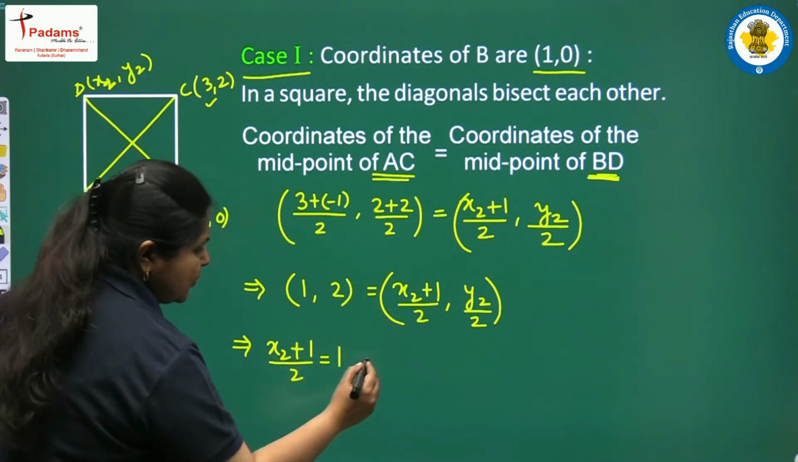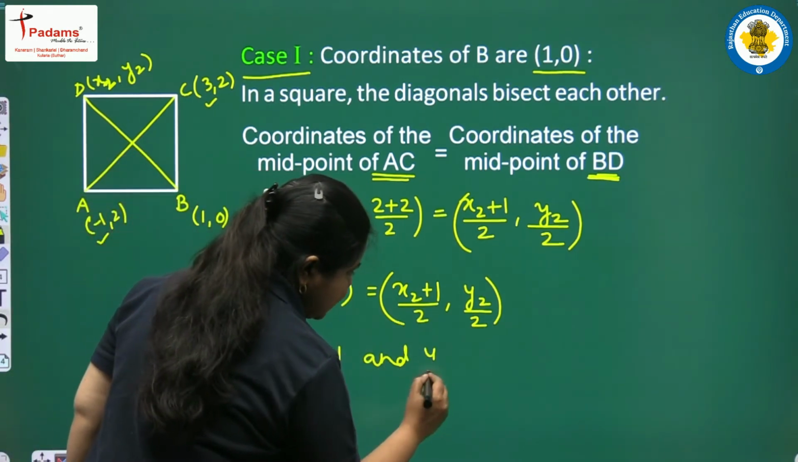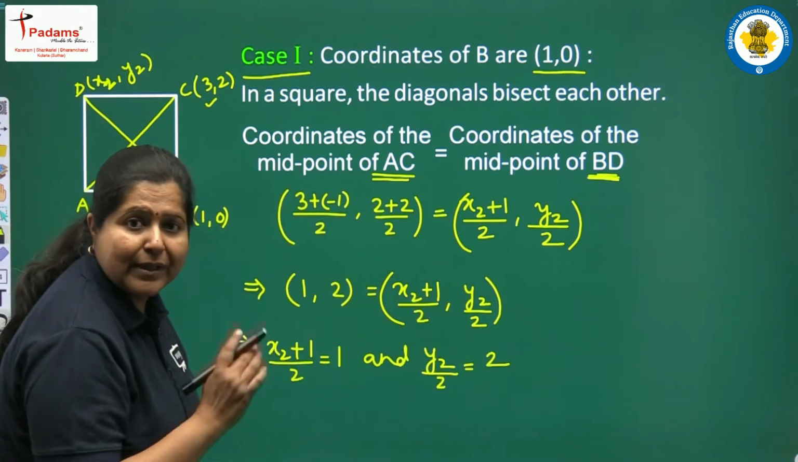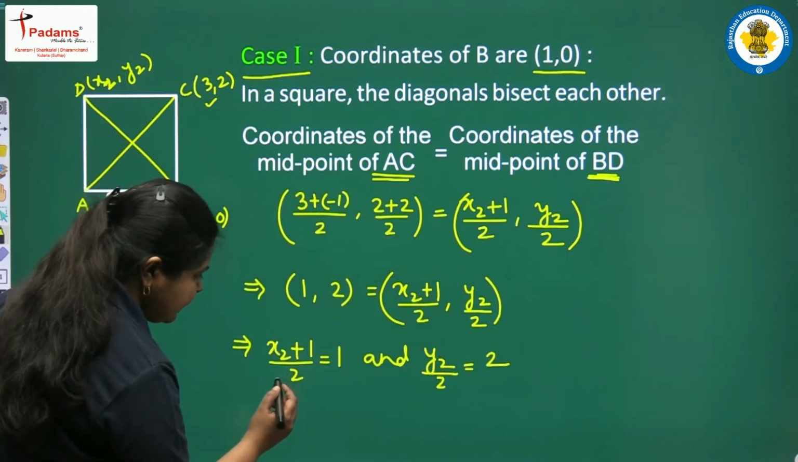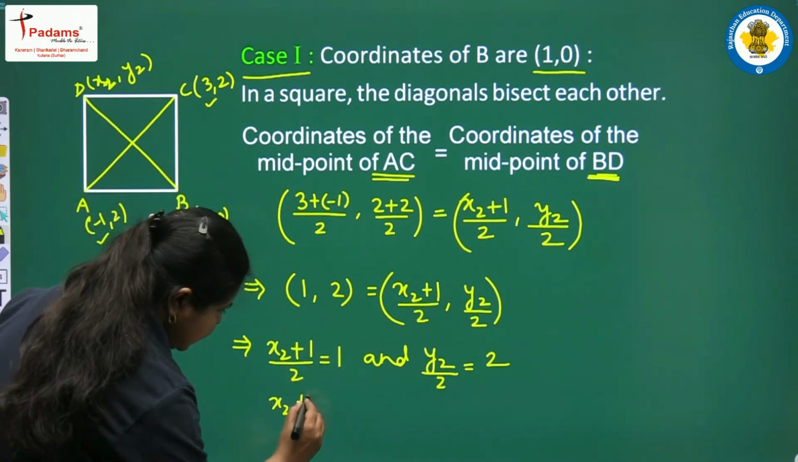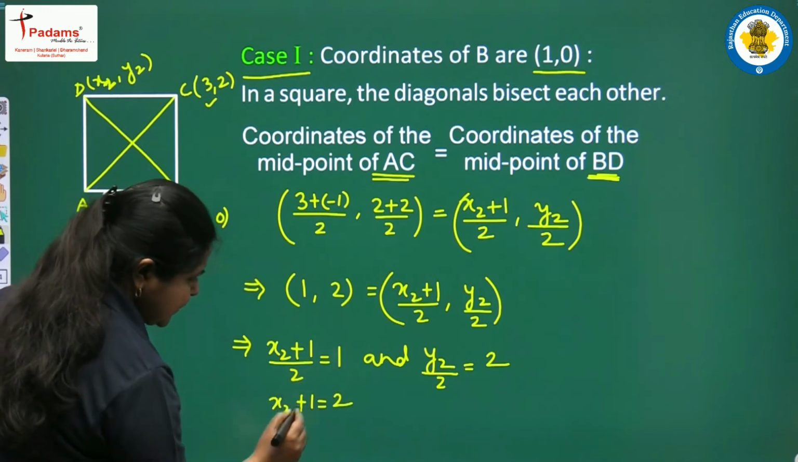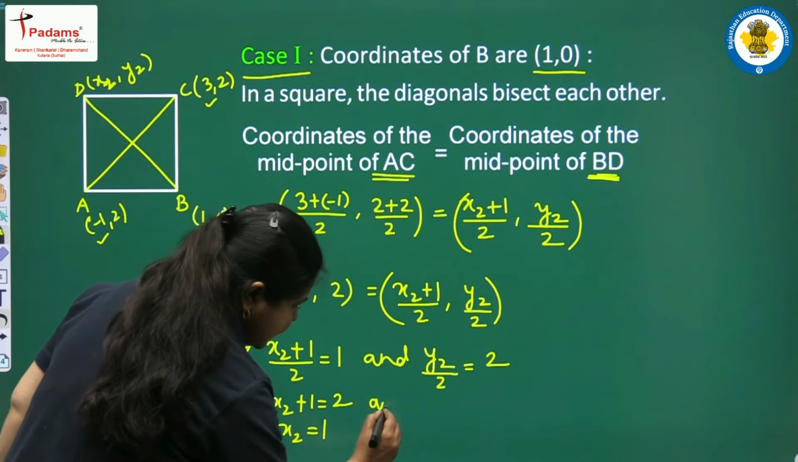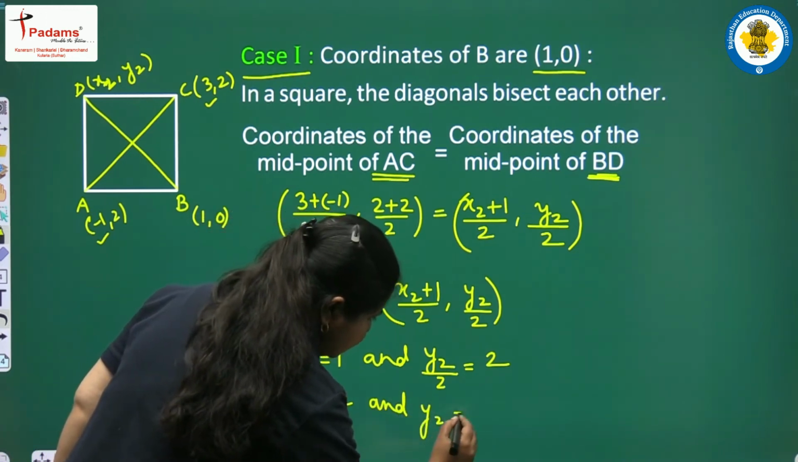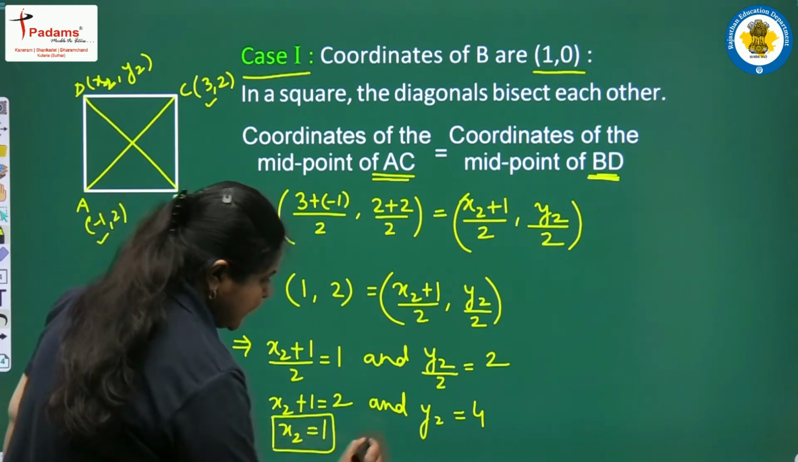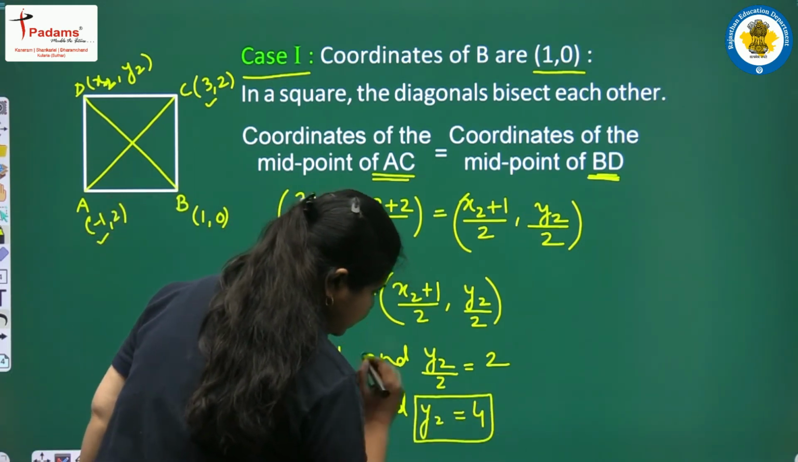x coordinates equal हो गए and y2 upon 2 is equal to 2. y coordinates equal हो गए. Now from here on simplifying, 2 1s are 2 and -1. Let me write it here in this way. 2 1s are 2. This will give you x2 equal to 2 - 1, that is 1, and y2 will be equal to 4. 2 2s are 4. So x2 is equal to 1 and y2 is equal to 4.